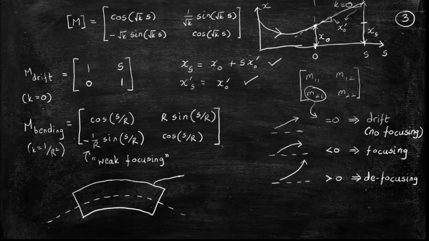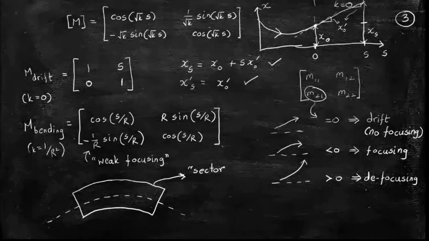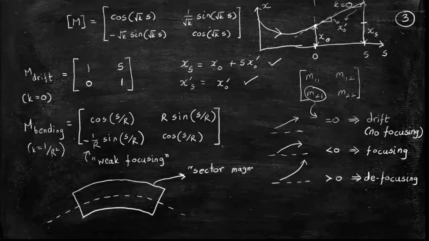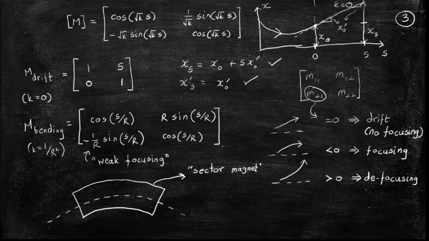This kind of object is usually called a sector magnet, for obvious reasons. Its structure is like the sector of a circular ring kind of thing. Is this figure okay for everyone? Yes.